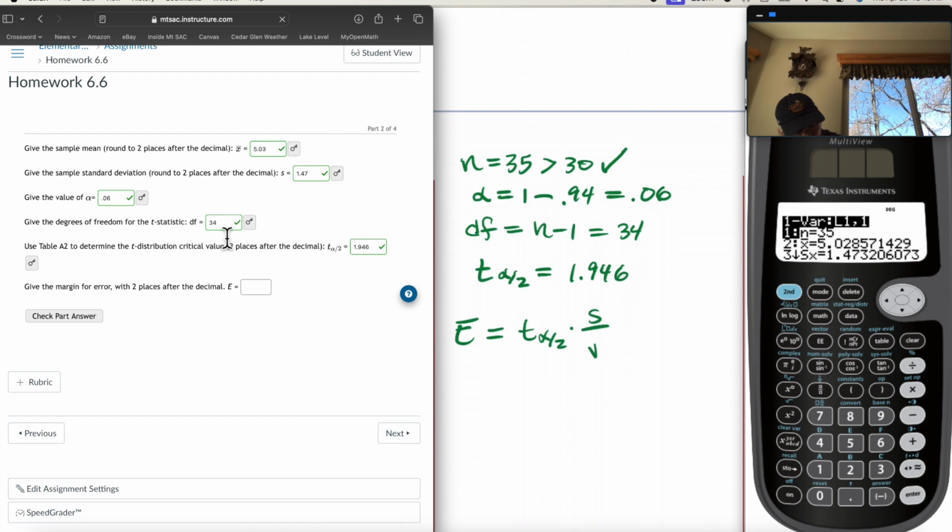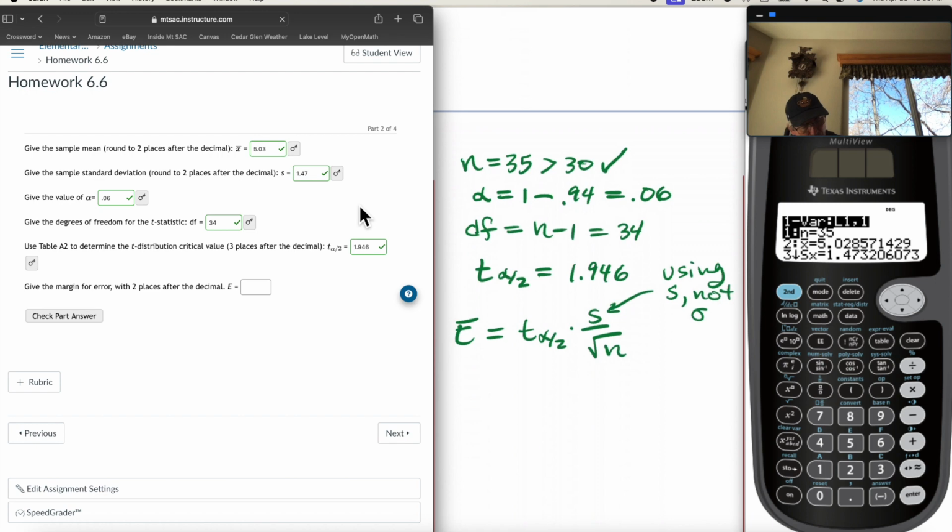Now, just a quick reminder, we're using s instead of sigma. Sigma is a population standard deviation. s is a sample standard deviation. Of course, this is a sample standard deviation here, the 1.47. That was from the sample. It was not from the population of all California black oak acorns. So it's just a sample. So you have a sample standard deviation and a sample mean here.